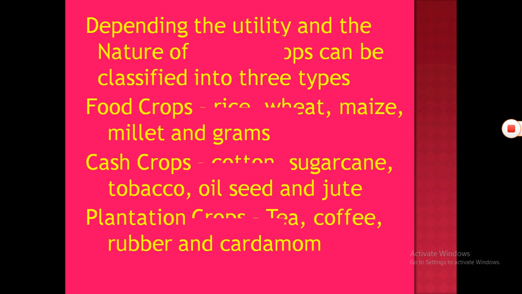Depending on their utility and the nature of plants, crops can be classified into three types. Utility means usefulness. They are food crops, cash crops and plantation crops.